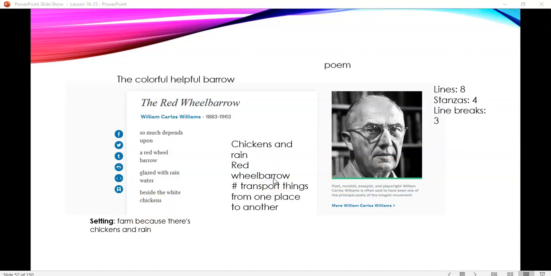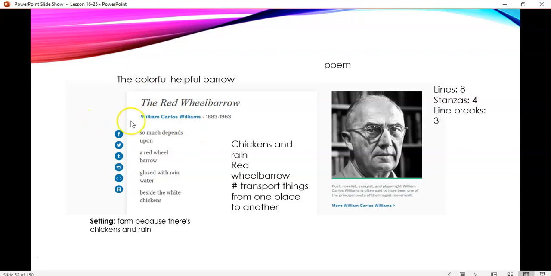Now, the speaker, why did he write this poem? So much depends upon a red wheelbarrow, glazed with rainwater, beside the white chickens. Boys and girls, do we have a character? So the character would be the speaker, right? Or the poet. Do we have a problem? Is he telling us a story? Is this poem making us laugh? Is it humorous? No, right? It's not making us laugh. It's not humorous. How about lyrical? Is he expressing his feelings? Does it sound like a song?